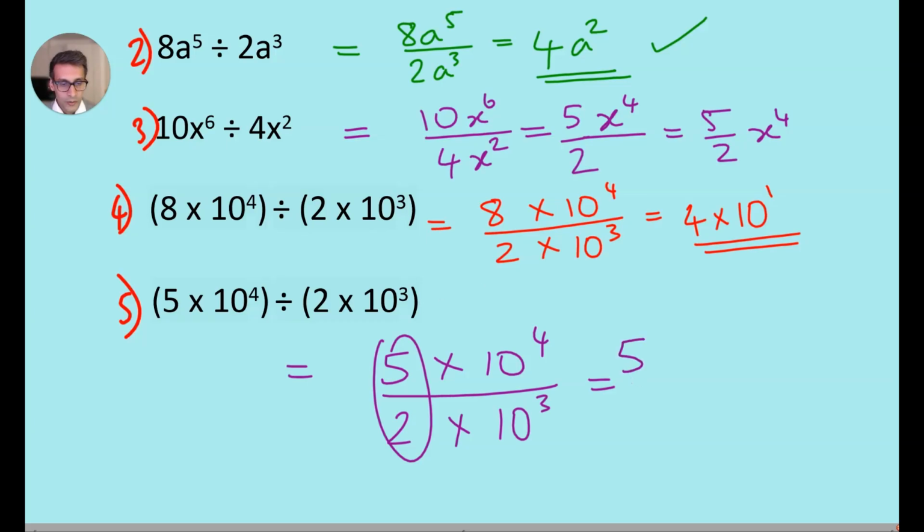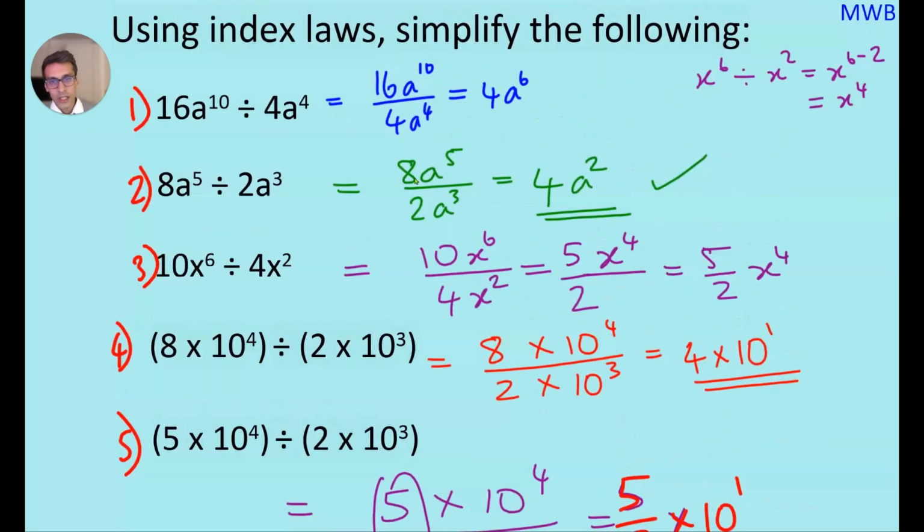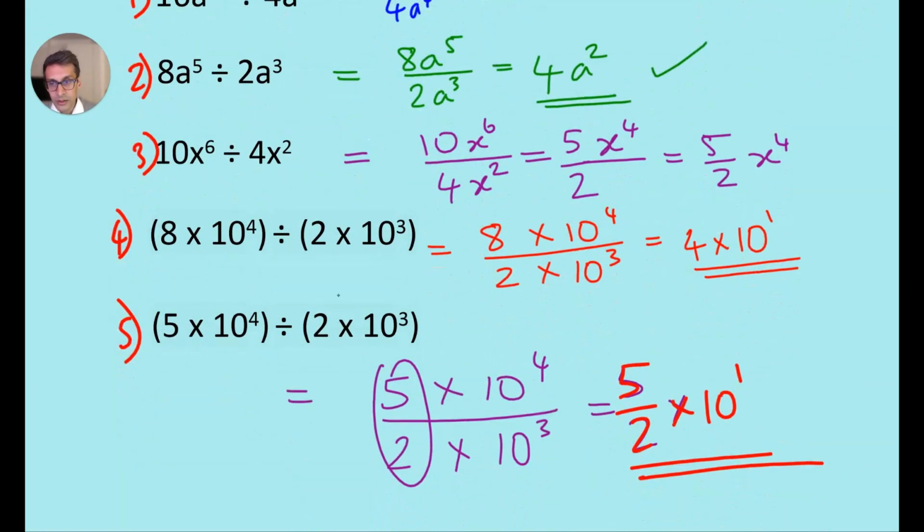So 5 over 2 multiplied by, and then we're going to simplify this. So that's going to be 10 to the power 4 minus 3 is 1. So 5 over 2 times 10 to the power 1. That's your answer there. Okay, so throughout this exercise, what you've actually ended up doing is you figured out the way to divide when we're dividing standard form, because actually this is standard form division here.